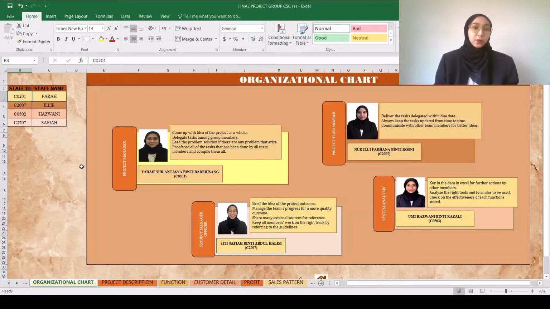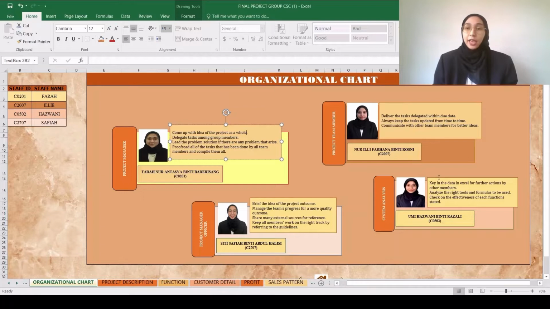binti Razali. So here we also put the delegation of work here for each one of the team members. For example, Farah came up with the idea project as a whole. Safia always briefed the idea of the project outcome, manage the team progress, and so on. And the other Ili, she always keep the task update from time to time, communicate with the other team members for the better idea. And for Umi, always analyze the right tools and formula to be used, key in data as for further action by other members. So that's all from our organizational chart.